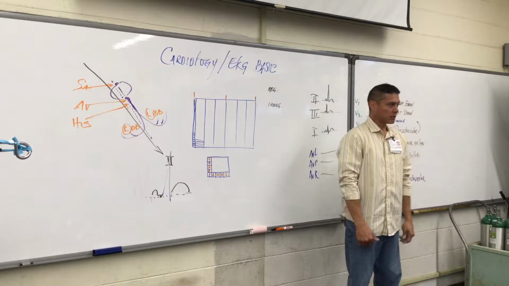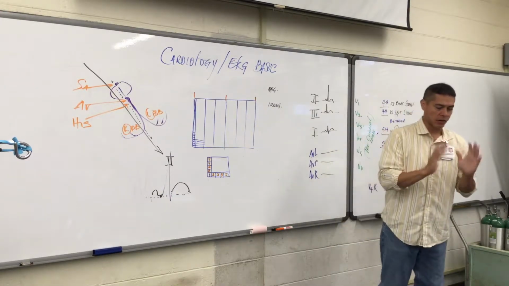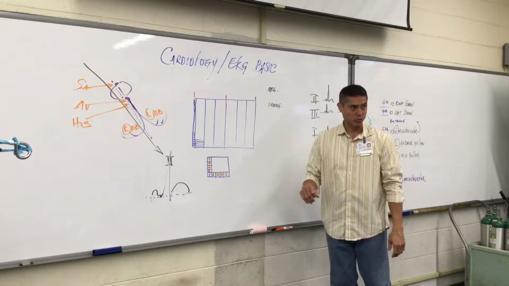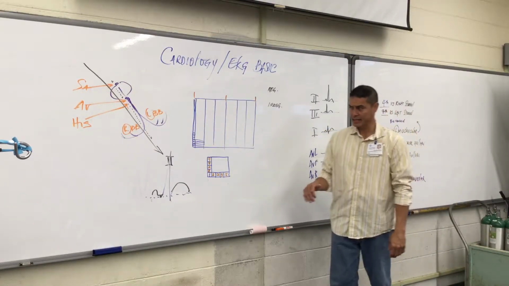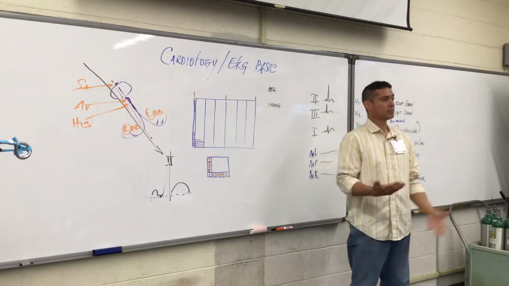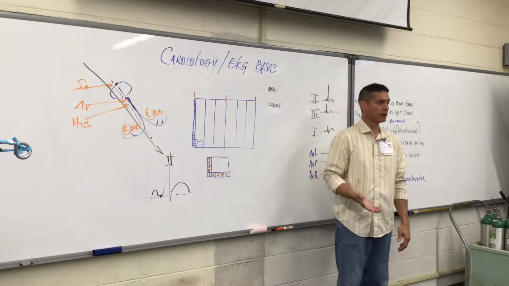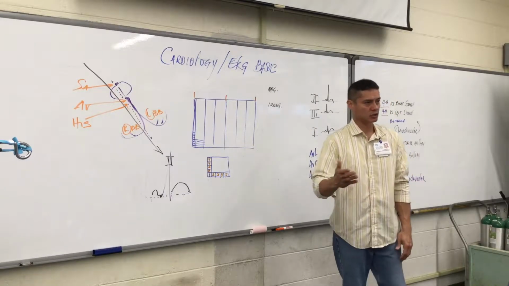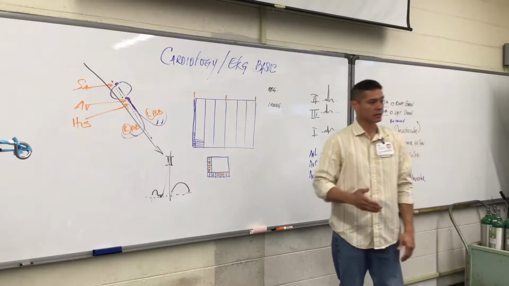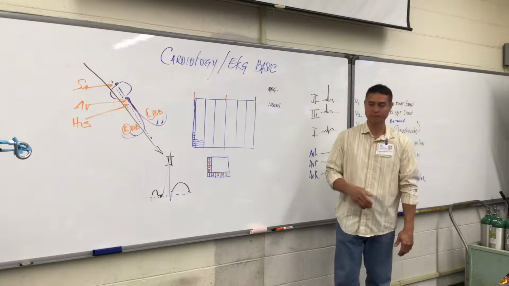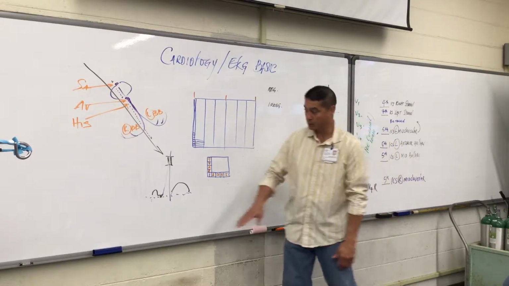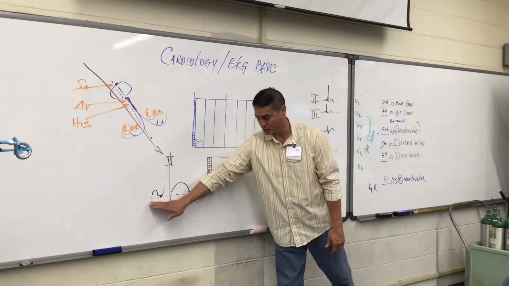Usually this is just for them to look at to get their bearings as far as what the rhythm is like and whether it's regular or irregular. And then they can determine a rate. And rate's important because if it's less than 60, it's called a bradycardia. And if it's greater than 100, it's called a tachycardia. And for our simple purposes, we're just going to go back to a sinus rhythm.